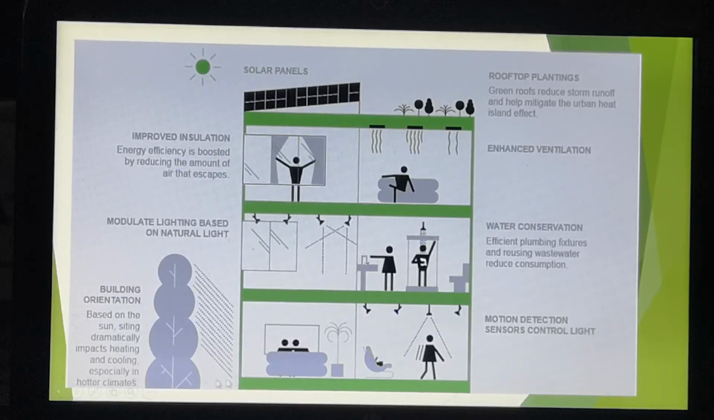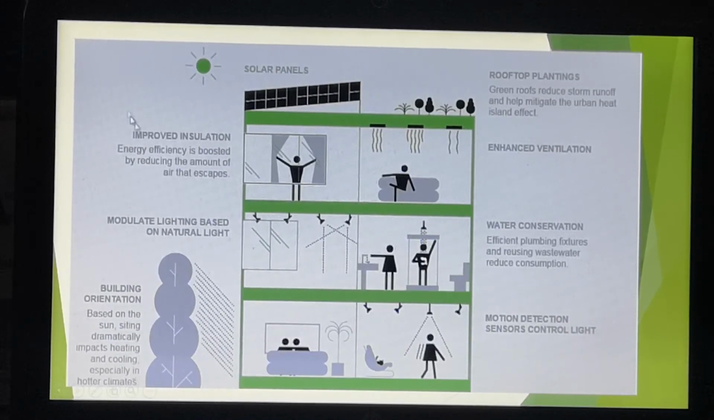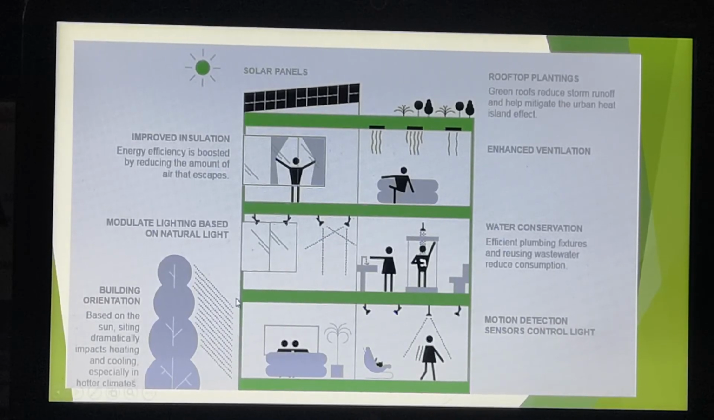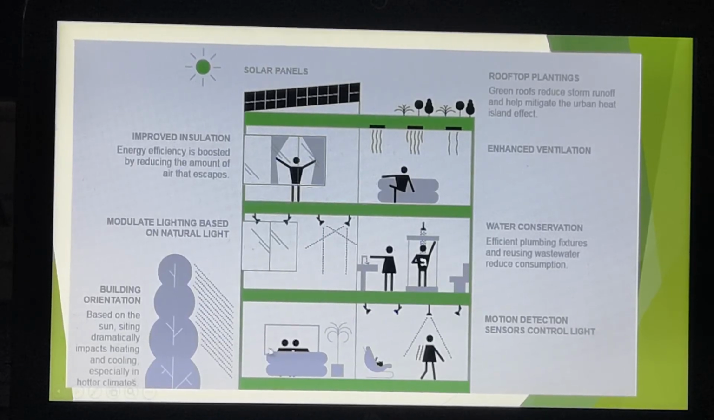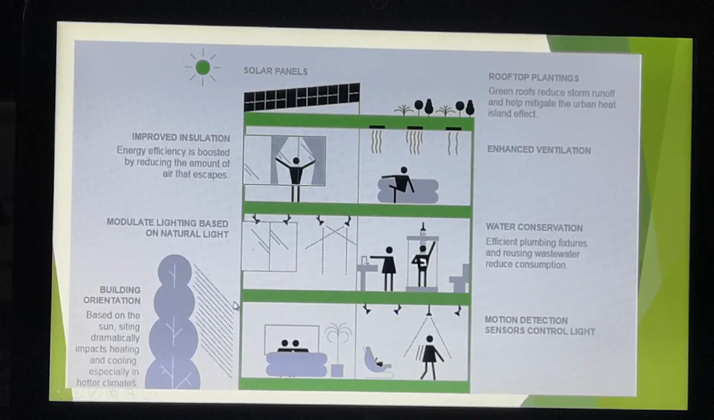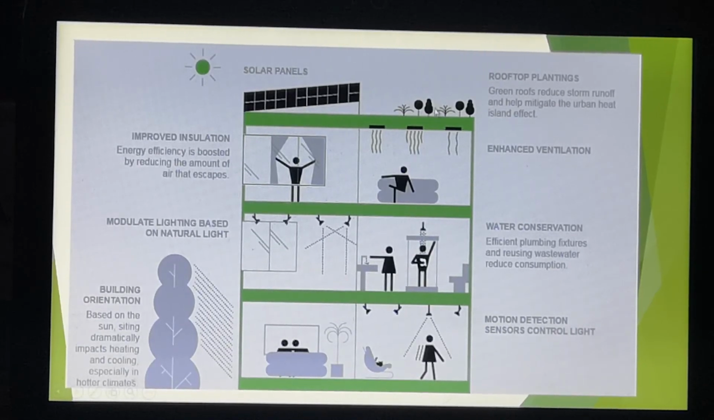And so you see that building rotation based on the sun setting dramatically impacts heating and cooling, especially in hotter climates. So you ensure the building knows, let's say this is the sunrise, so you must position the transparent glass not directly facing the sunshine, so it can reduce the heat effect from the sun, and also you can save energy to cool this building, right? This is for the top level. We go to the lower level.